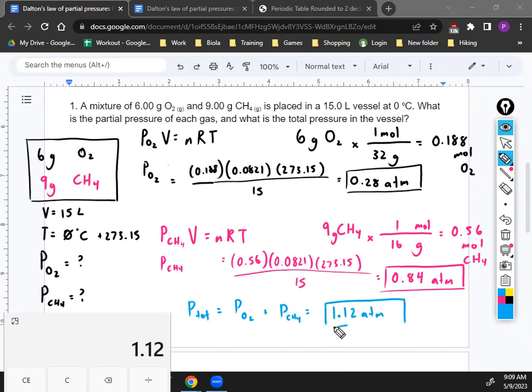Okay, and that's what the majority of the questions on your assignment is going to look like. So the total pressure is pressure of oxygen, which we got right here, 0.28, plus the pressure of CH4, 0.84, and we add them together and we get 1.12. So that's the total pressure.